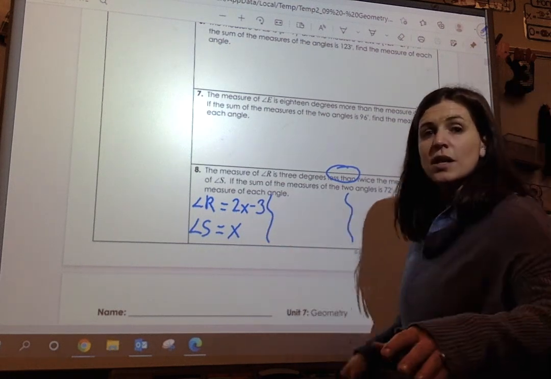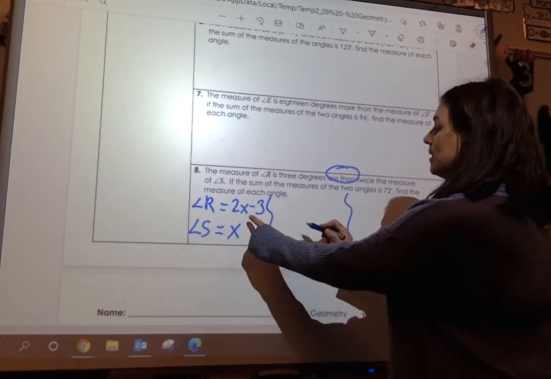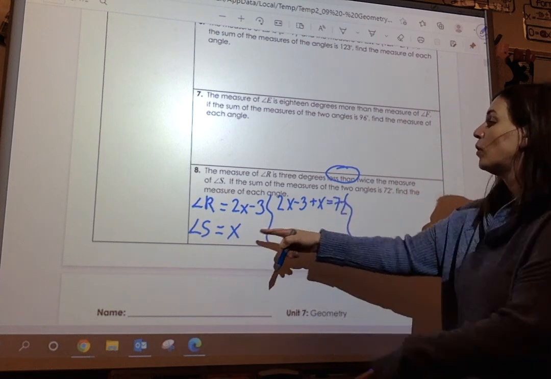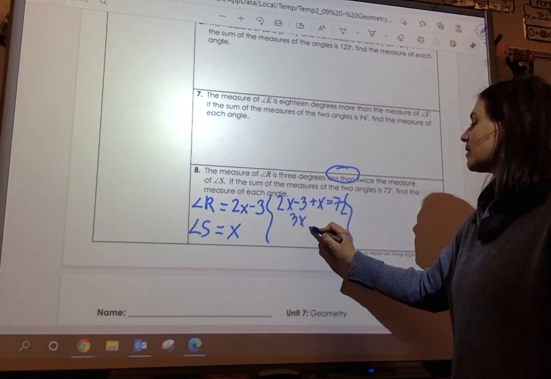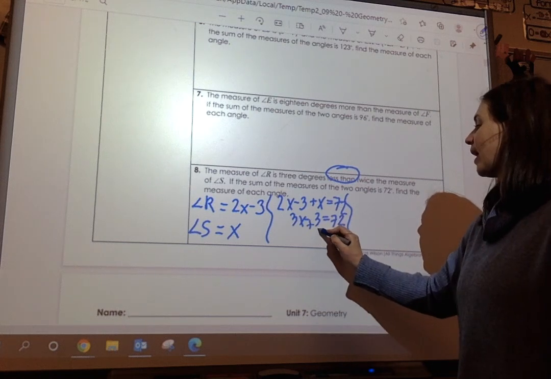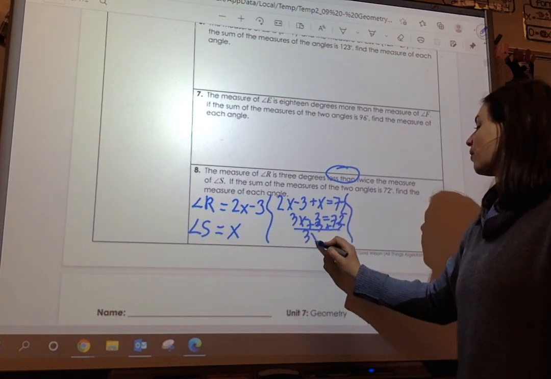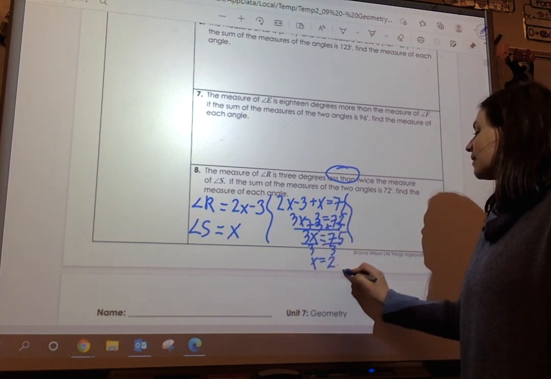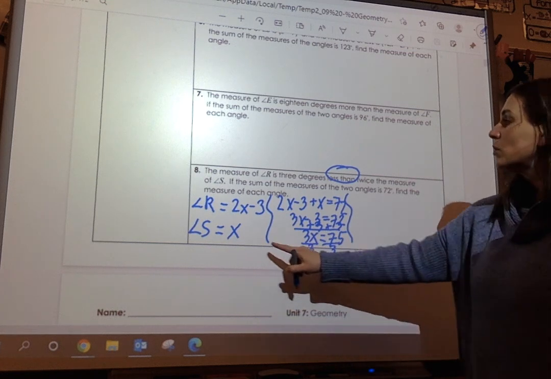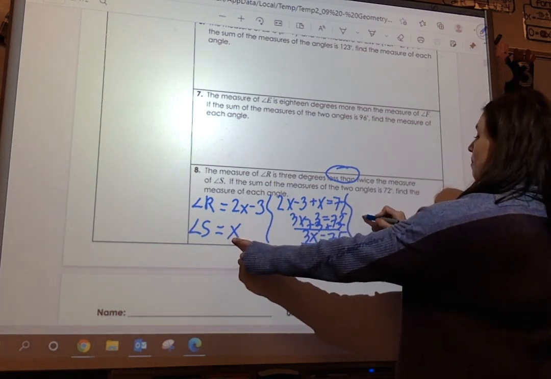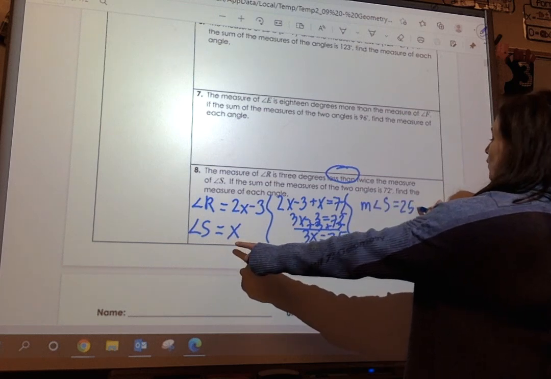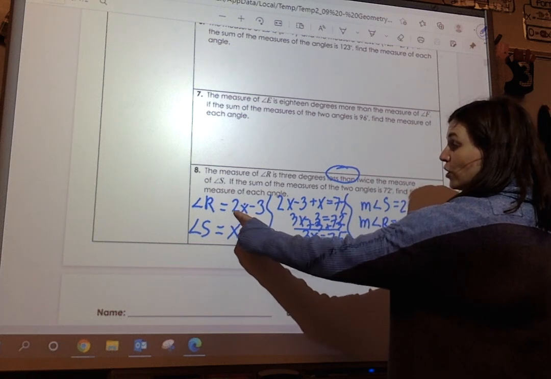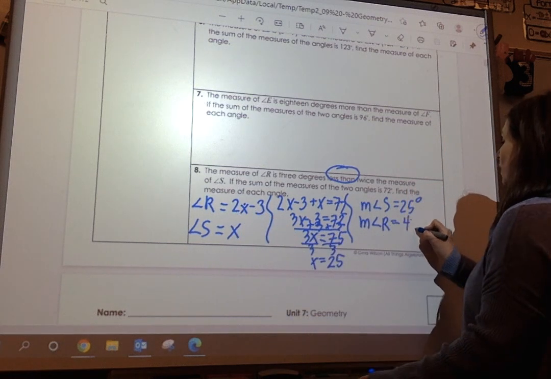Well, sum means addition. So that means I'm going to add these together, and I'm going to take 2x minus 3 plus x, all equals 72. Both of those added together, which is 3x minus 3 equals 72. Add 3 to both sides, and I get 3x equals 75. Divide both sides by 3, and x equals 25. So if x equals 25, that means the measure of angle S equals 25 degrees, and the measure of angle R is 2 times 25, which is 50, 50 minus 3, which is 47 degrees.